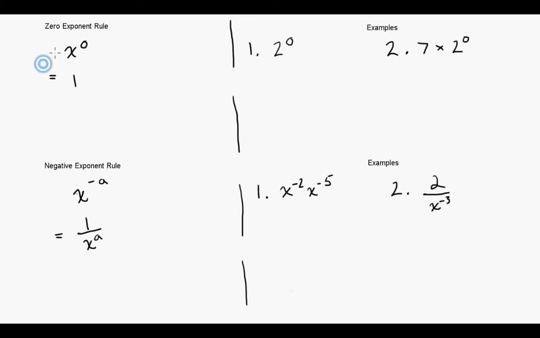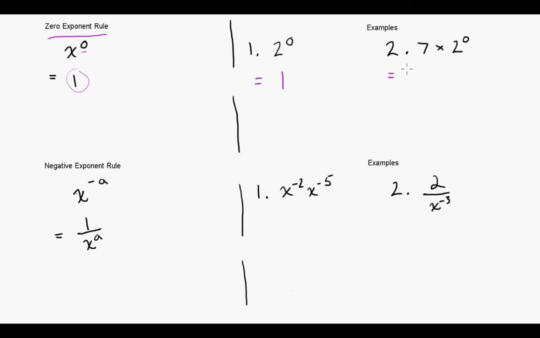Let's look at the zero exponent rule first. If we have any number x to the exponent 0, it's equal to 1. Okay, it's a very straightforward rule. Let's use that rule to try and solve these examples. So 2 to the exponent 0 is just 1. We have a number to the exponent 0 equals 1.